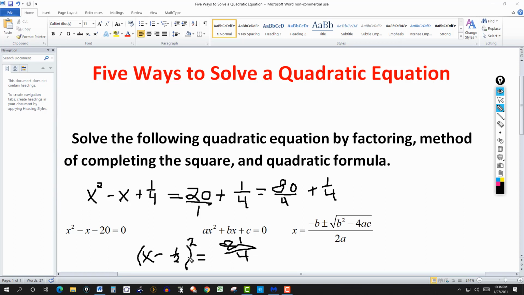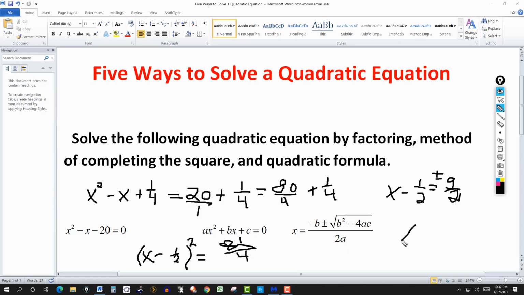Okay. And now we just take the square root of both sides. Okay, so I take the square root of the left side, and that just will give me x minus 1/2. And then we take the square root of the right side, but we take the plus or the minus, okay, to get the complete solution. So the square root of 81 over 4 is 9 over 2. And that's going to be a plus or minus here. So I got x minus 1/2 is equal to plus or minus 9/2.